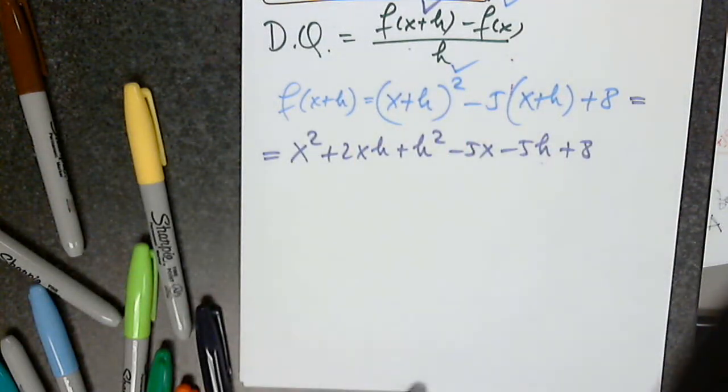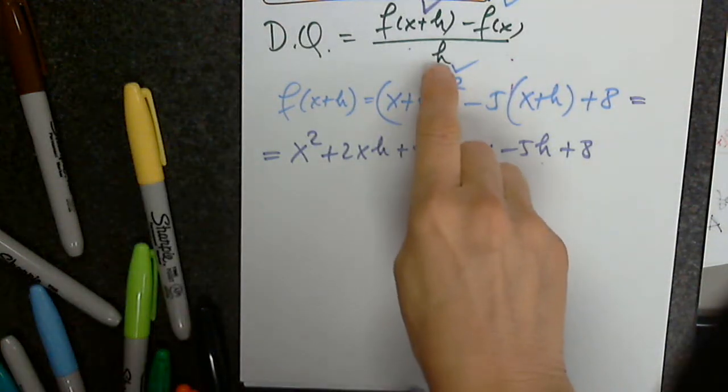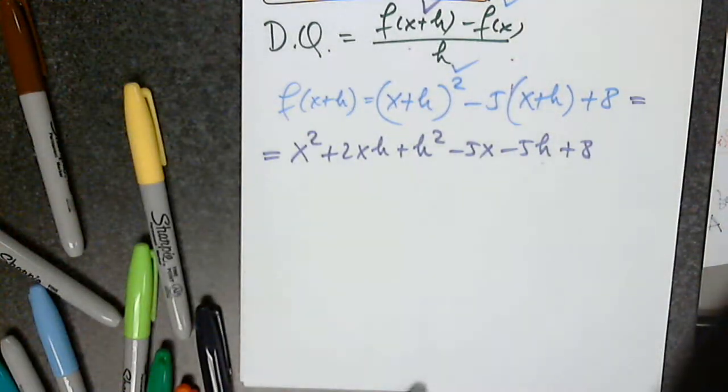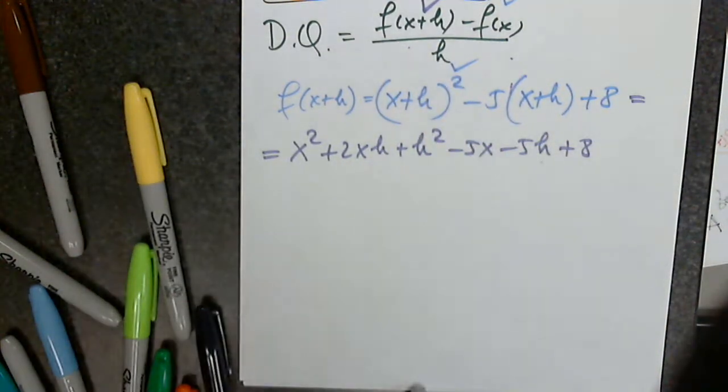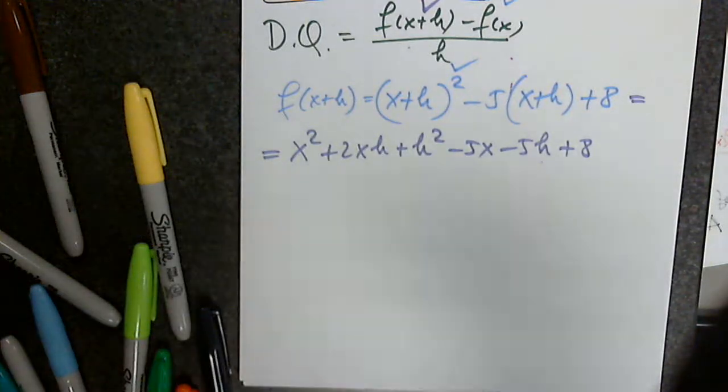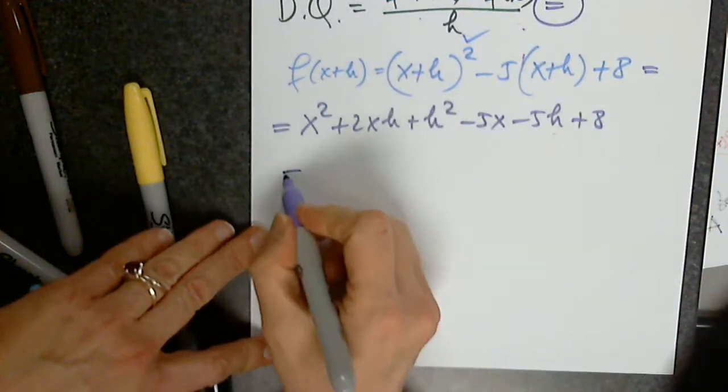Okay, let me repeat. Two pieces of information, crucial. One, when we put everything together at the top, all terms without h must go away, must cancel out. Second piece, this h must go away. The final form may still have h in it, but not this one. Ready? So I continue from here.